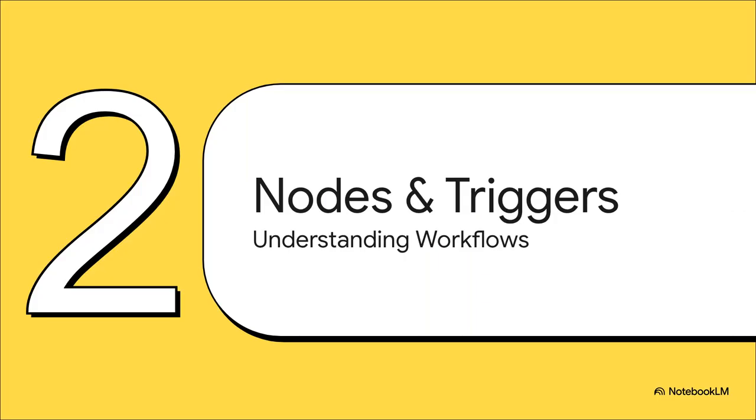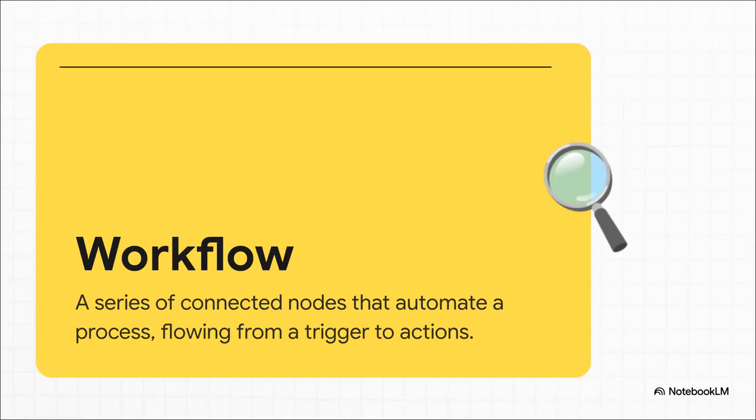Moving right along to Section 2, Nodes, Triggers, and Workflows. Okay, let's really dive into this. Think of a workflow as a giant digital recipe. It's a series of connected blocks, which we call nodes, that automate your entire process. In n8n, your data always flows from left to right. So it starts with a single trigger on the left and flows right on through a series of actions. Once you build this recipe and flip the switch to turn it on, n8n handles the whole execution automatically.